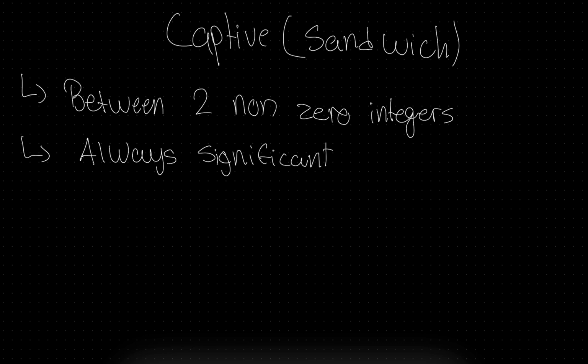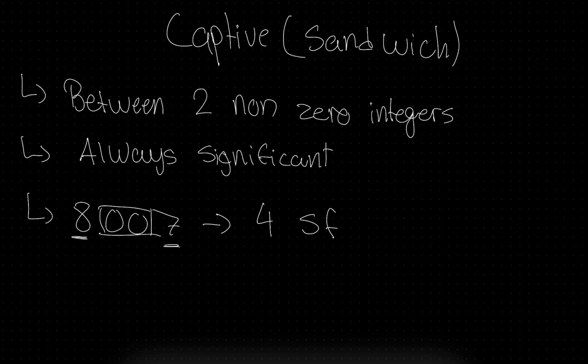Right? So, for example, the number 8,007 has 4 significant figures. Why? Because 8 is a non-zero digit. 7 is a non-zero digit. And these two zeros are in between, meaning they are both significant. They are sandwiched inside the two non-zero digits, meaning they are both significant, which means each number in this number is significant, which leads us to 4 significant figures.